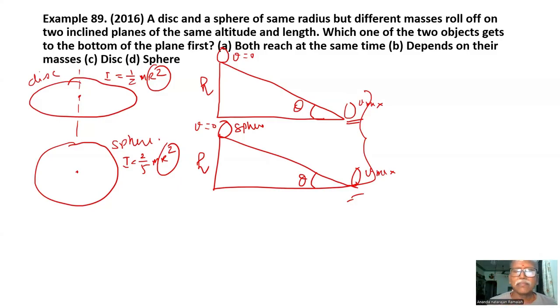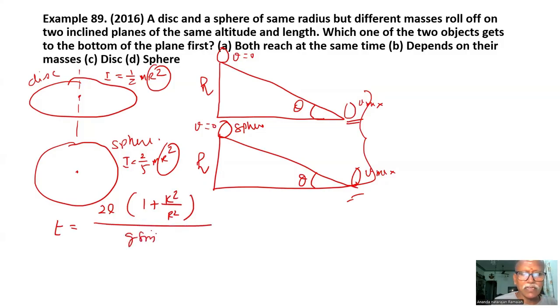How we can find it, in the book it is all done differently. That also I will tell you. T equal to square root of 2L into 1 plus K square divided by R square, divided by G sine theta. This formula is used to find time. For these two you need K square by R square; for all shapes you have to remember K square by R square. But if you remember all the I, that is sufficient. That's why I'm solving differently.